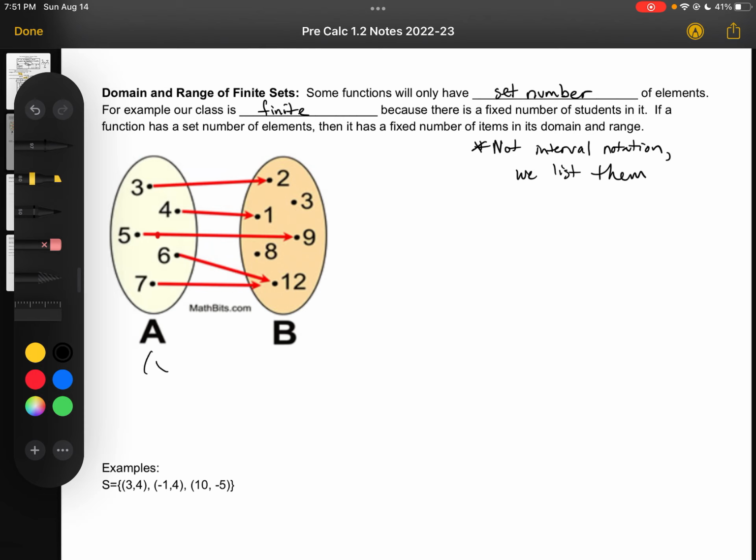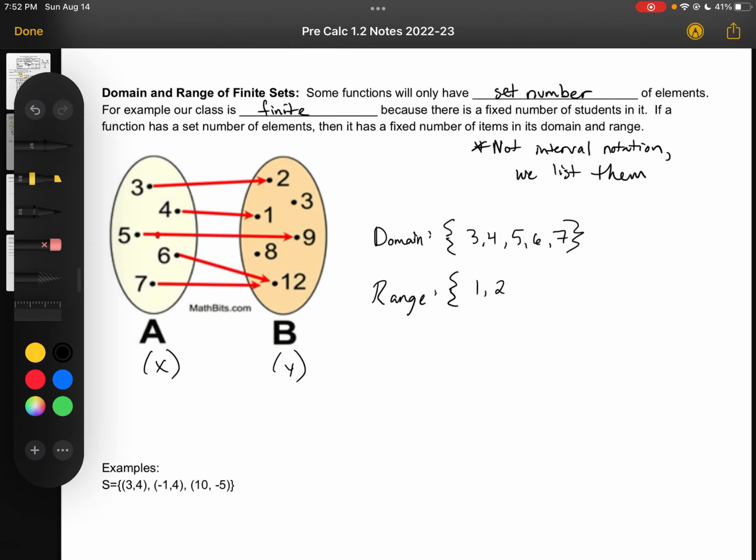So if we take a look at our graph here, A and B, remember left x, right y, independent to dependent, however you want to remember that is fine. If we look at our domain, domain's just going to include everything that you see. So 3, 4, 5, 6, 7. That's the domain. If you look at range, I like to put these in order if I can.